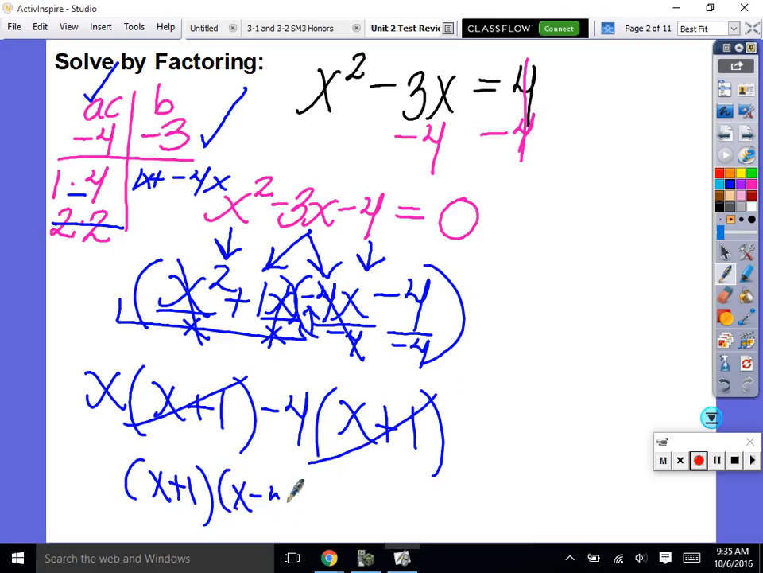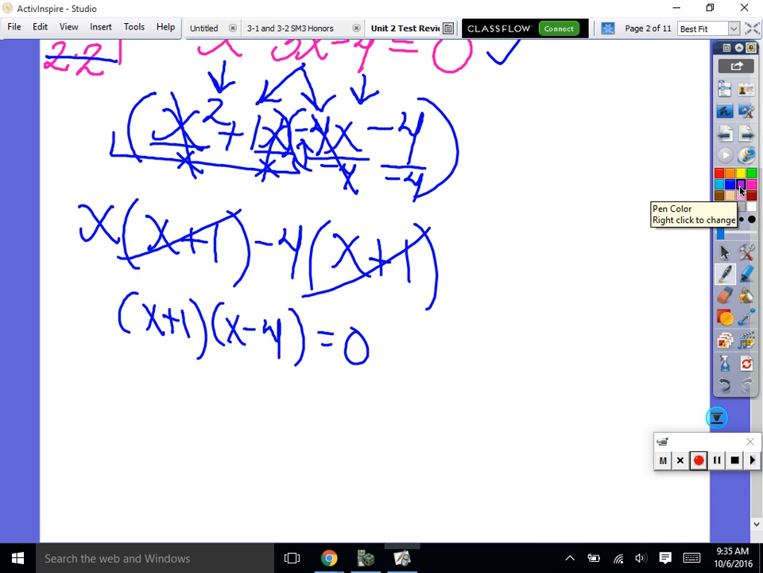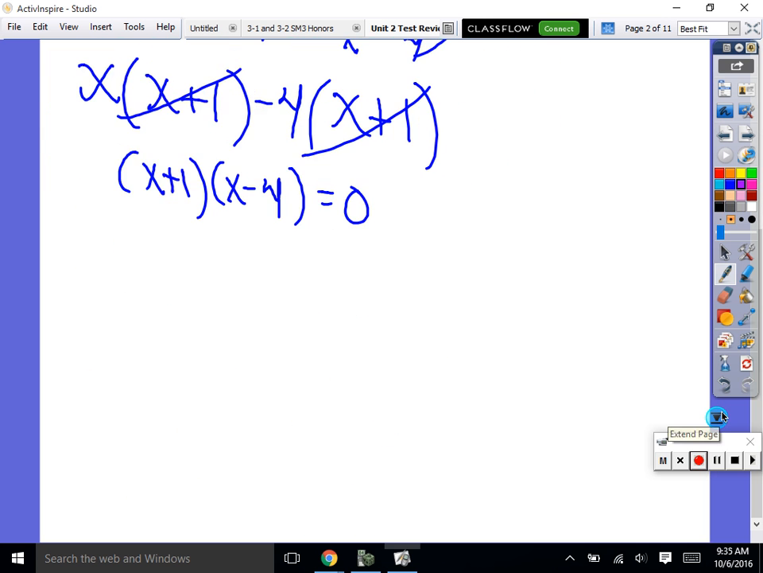Now this one said solve, so we're not done. Our last step is to say, okay, up here, it was equal to 0. So down here, now it's just in factored form, it's still equal to 0. Now we can split those apart and set each of those equal to 0. So we say, okay, we're going to have x plus 1 equals 0, and we have x minus 4 equals 0. Now you'll use algebra to solve for x. It's just simple algebra. What would we do? Subtract 1, right?